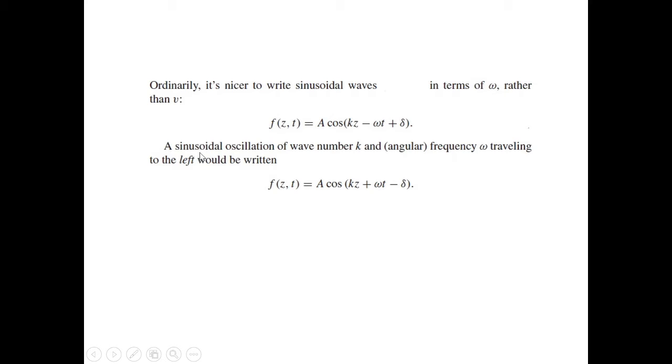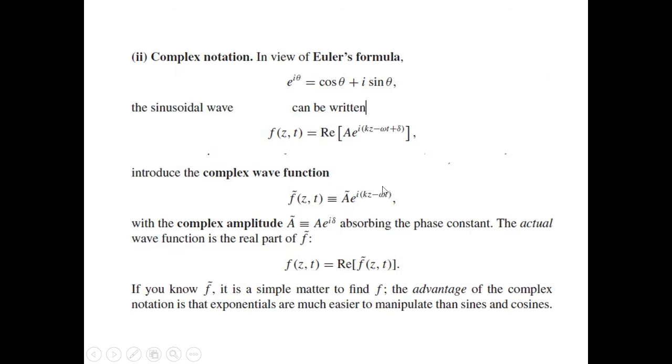A sinusoidal oscillation of wave number k and angular frequency omega traveling to the left would be written as f(z,t) = A cos(kz + omega t - delta).